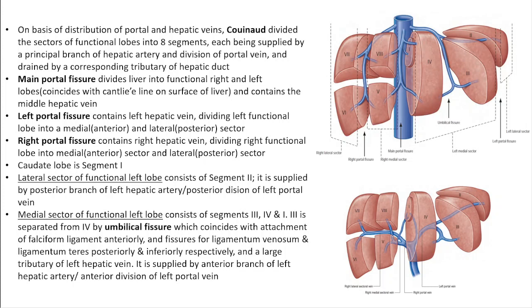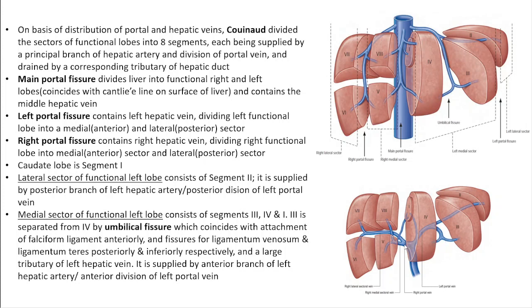What happens to the hepatic artery and the portal vein is, this is the main portal vein, and this is the left division of the portal vein. This is going to divide into two branches. The posterior or lateral branch will supply the second segment, and the anterior or medial branch, actually the division, will supply the third and the fourth segments.